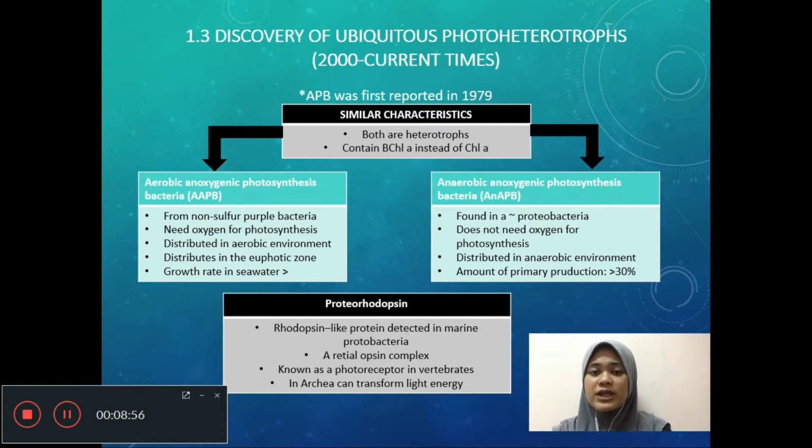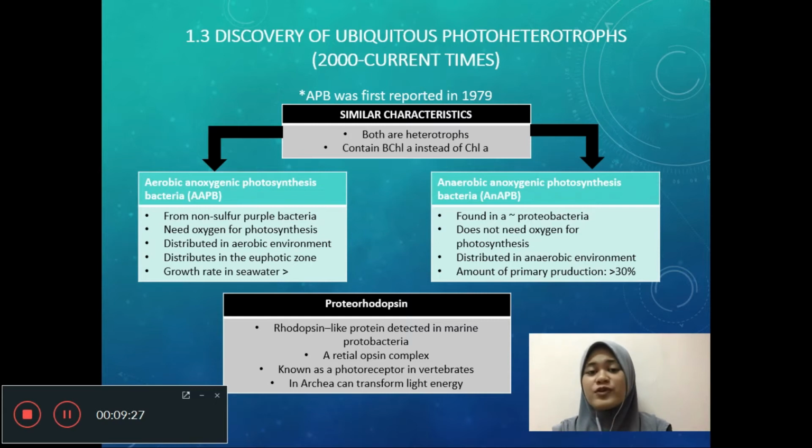Now, let's move to the ANAAPB. ANAAPB can be easily found in proteobacteria. ANAAPB does not need oxygen for photosynthesis. ANAAPB are distributed widely in anaerobic environments. The amount of primary production of ANAAPB reaches up to 30% of the total primary production in some specific lakes.